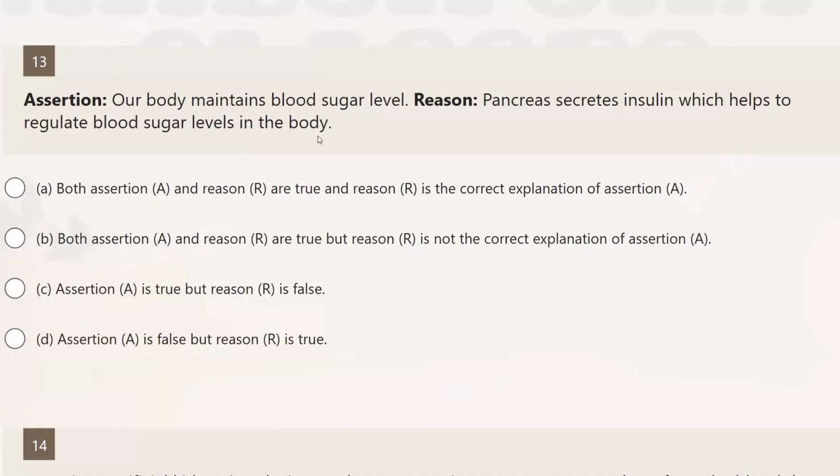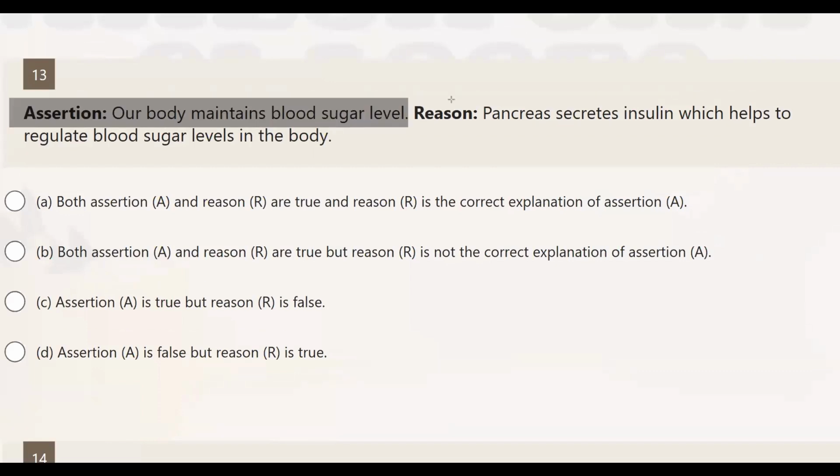We are on the next question. It says assertion, our body maintains body sugar level. Yes, that's true. The sugar level of the body is maintained, right? So it's not like that when we eat food, right? The food is digested to give glucose, and that's a part of sugar. So the level of sugar in the blood is maintained.